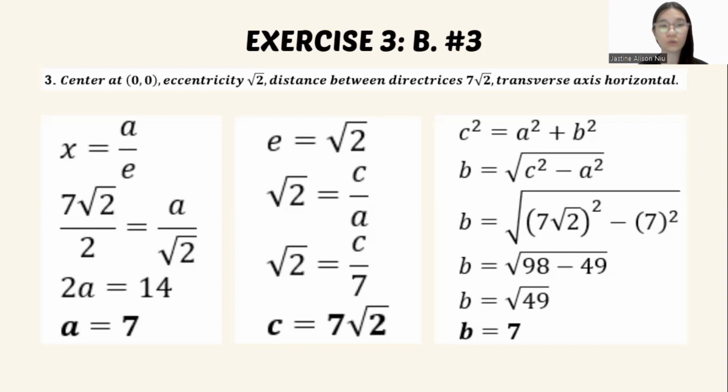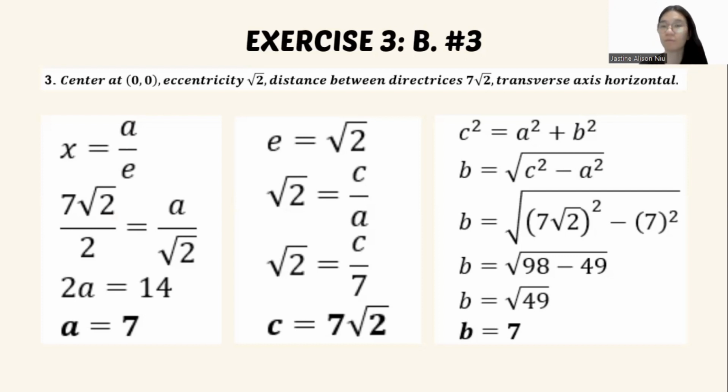So it will be 2a equals 14. And then we will divide the 14 by 2. So the a will be 7. So in identifying the letter C, we will use the eccentricity equals square root of 2. So square root of 2 equals c over a. Square root of 2 equals c over 7. Then the letter C is equals to 7 square root of 2.